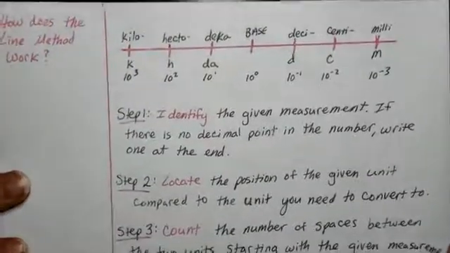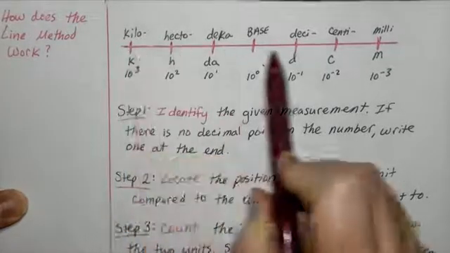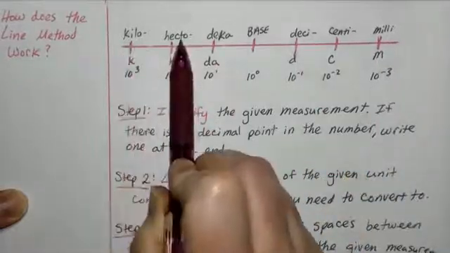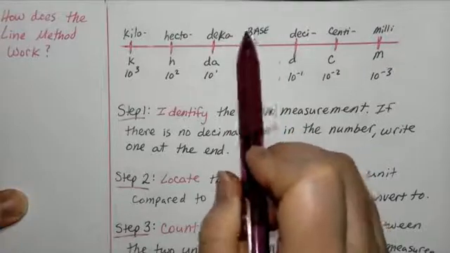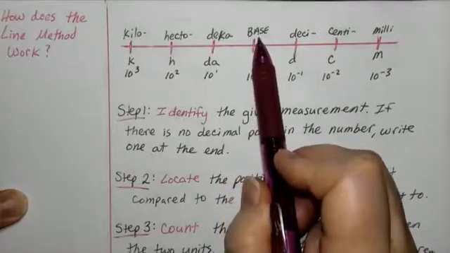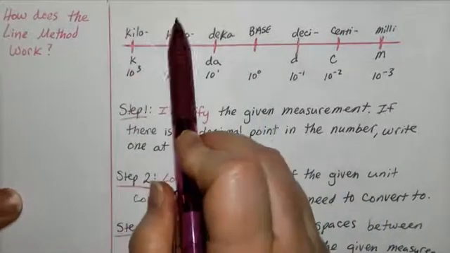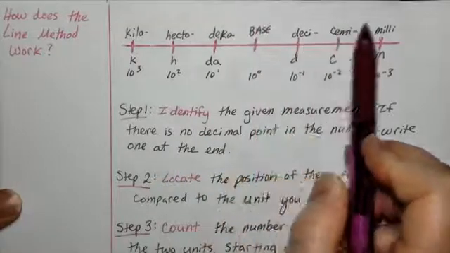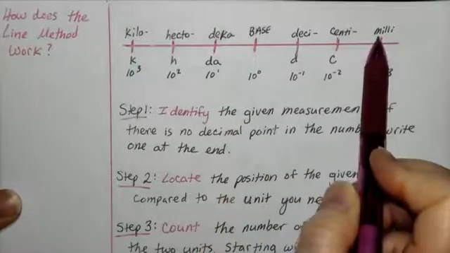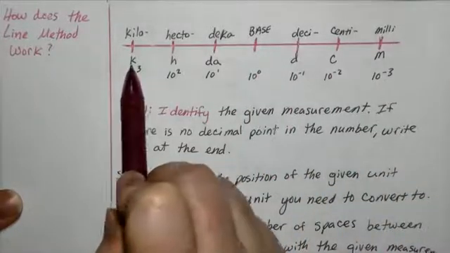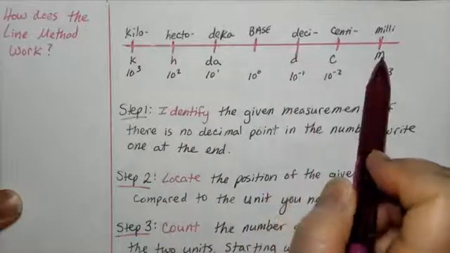All right, so how does the line method work? Well, first we just set up a line, and then we're going to put each of our prefixes up here. Base is just the base unit. It doesn't really have a prefix, so I just wrote base in there. And then remember those: K-pop heroes dance better. Don't confuse mastery. Kilo, hecto, deca, base, deci, centi, and milli. And I also put the letters K, H, DA, blank, D, C, M.